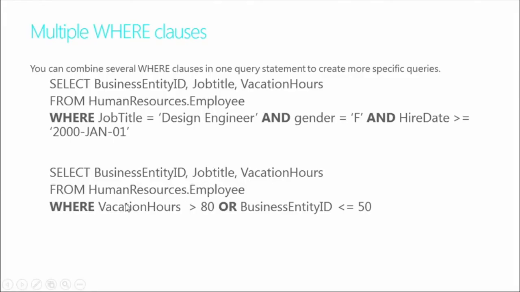So the next one, instead of using an AND clause, we're using an OR clause here. Select business entity ID, job title, vacation hours from the same table, where vacation hours is greater than 80, or business entity ID is less than 50. So pretty much I'm going to get everybody 1 through 50, and then anybody else that has more than 80 vacation hours is also going to be displayed. So now I've increased the number of rows in comparison to the other one. My AND clause has to meet all 3 criteria. My OR says it's going to meet either of these criteria, and I'll get that returned to me.